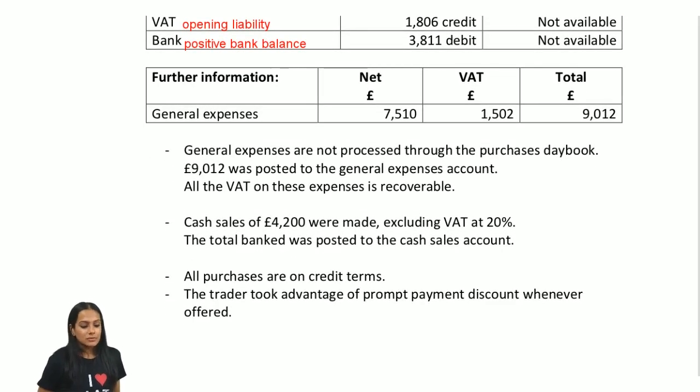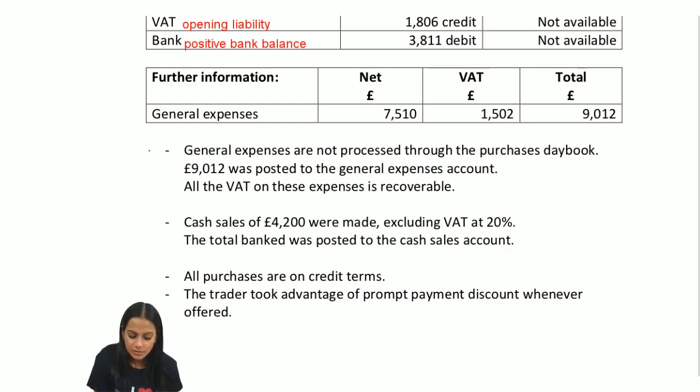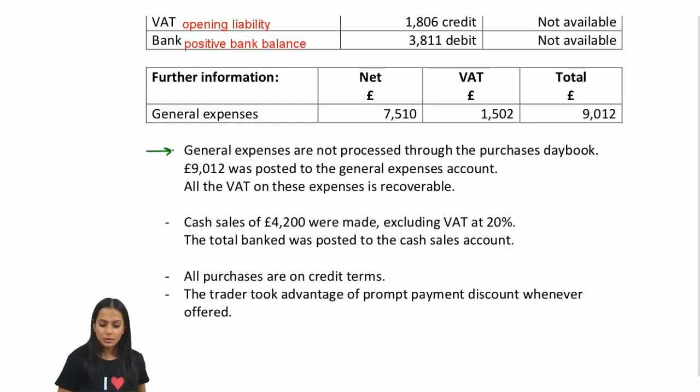The net amounts for general expenses, the VAT amount and the total amounts. General expenses are not processed through the purchases daybook. So the examiner is telling you here that purchases relates to buying goods in order for you to resell them to your customer. But general expenses can relate to goods that you haven't bought. Examples could be stationery expense or any other office expenses.